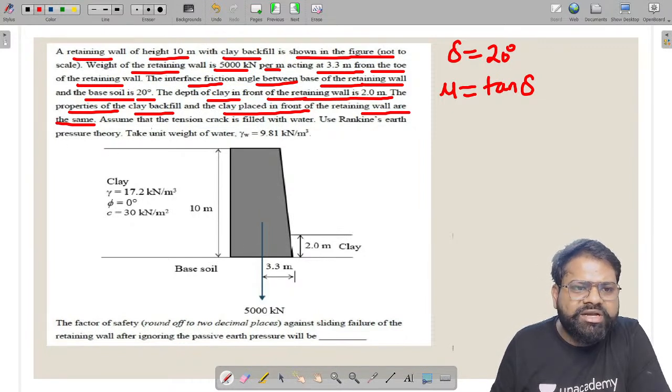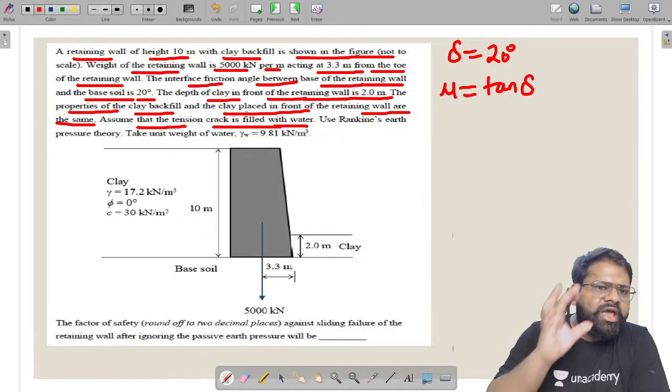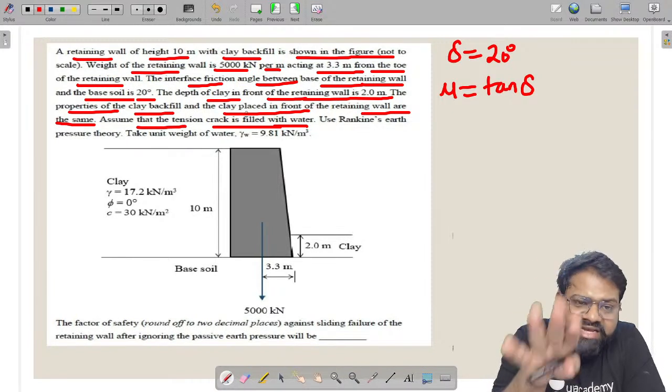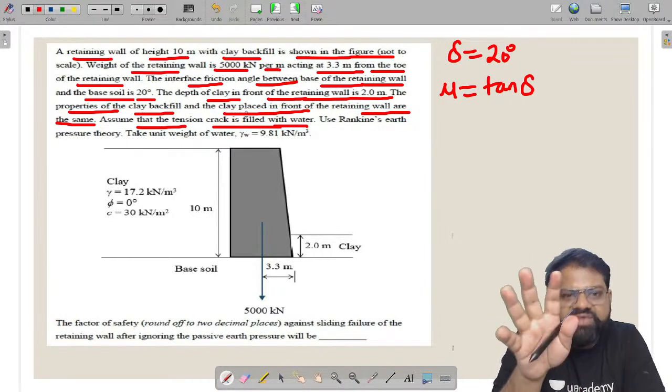Both clays have the same properties. Assume that the tension crack is filled with water. He is saying that a tension crack is developing, but that the tension crack is filled with water.